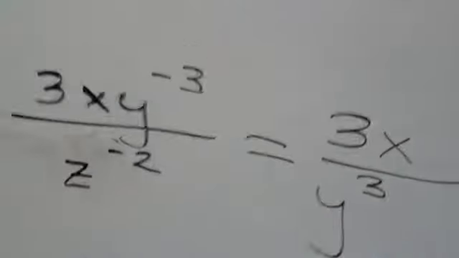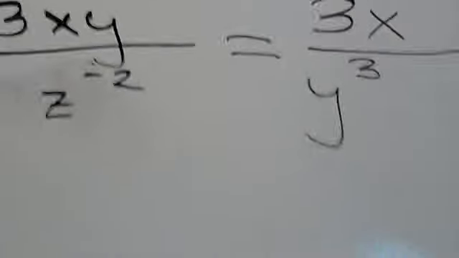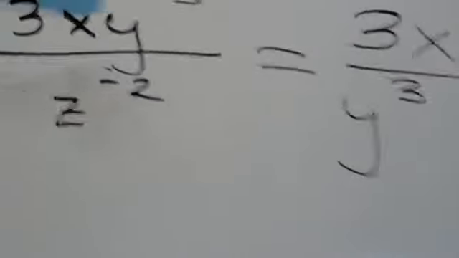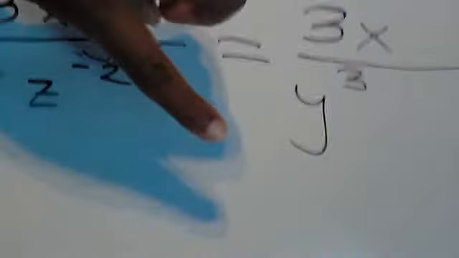I have no spatial orientation. What am I doing? There we go. That's y to the third. So notice here it was in the numerator where it had a negative exponent, and where we wrote it was in the denominator where it now has a positive exponent.